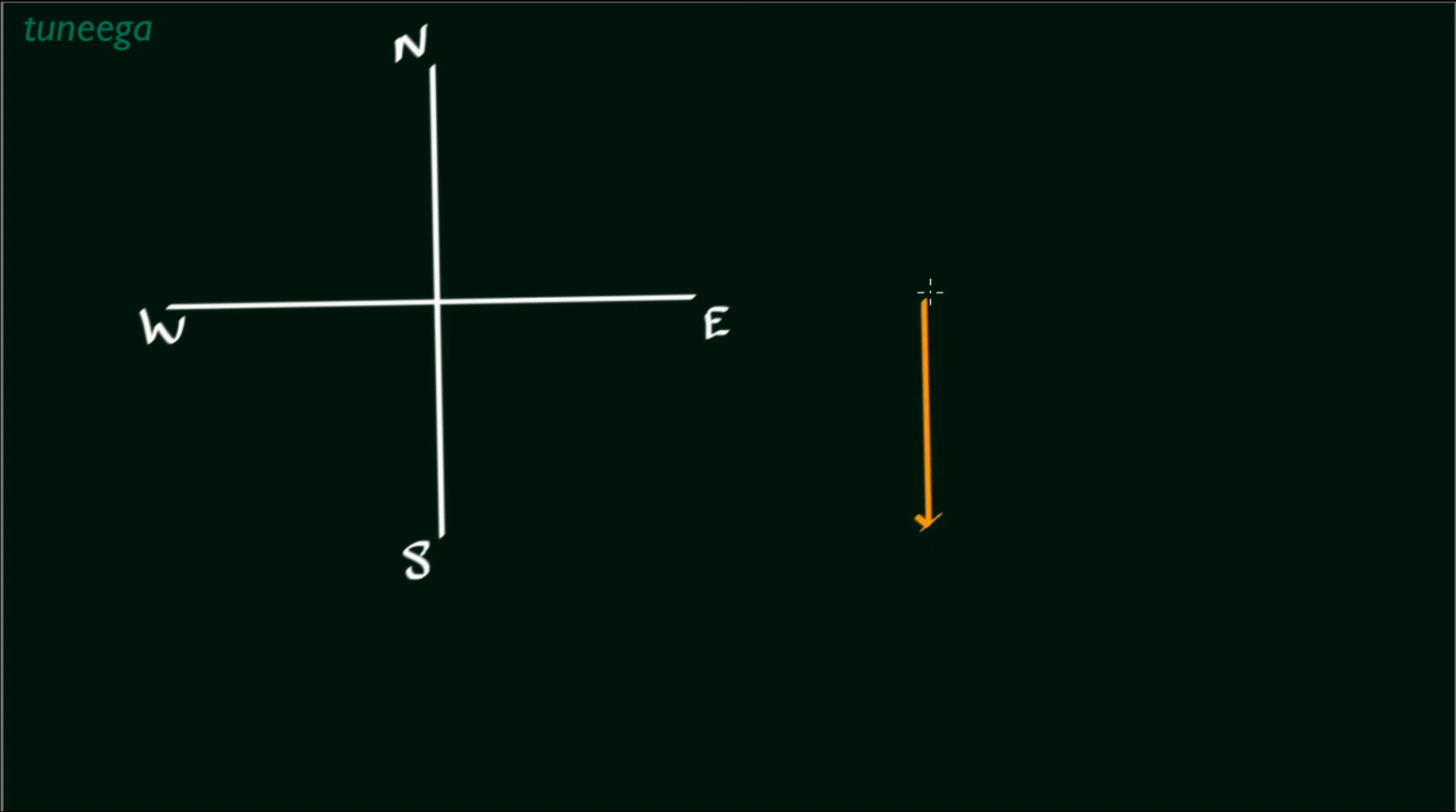Of course, the object could have started here and gone all over the place but arrived here. So when you say the displacement is 4 meters south, it just means that the ending point is 4 meters south of the starting point. The other displacement is given as 4 meters east.